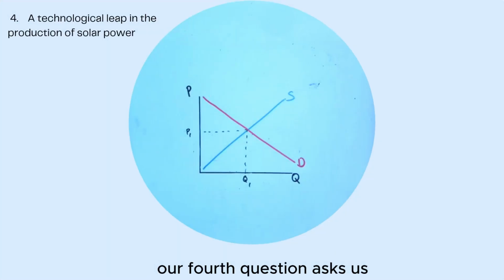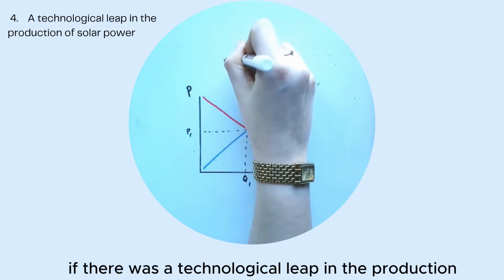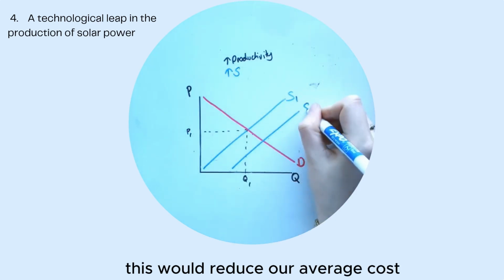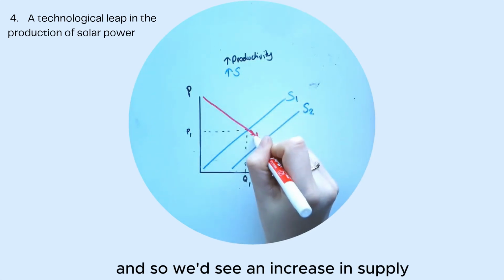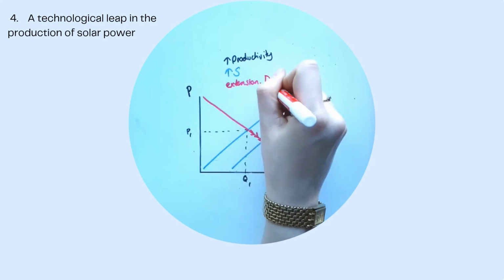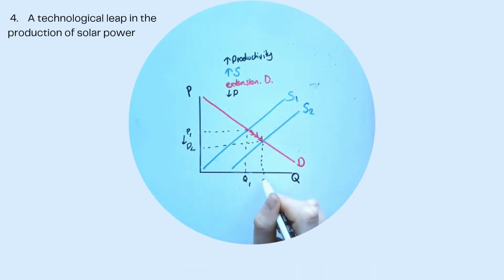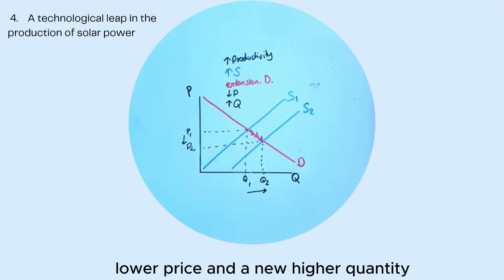Our fourth question asks us what would happen if there was a technological leap in the production of solar power. Well, this would increase productivity. This would reduce our average cost, and so we'd see an increase in supply and shifting it to the right. This would cause an extension along the demand curve, and a new equilibrium would form at a new lower price and a new higher quantity.